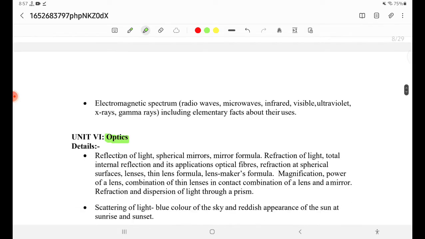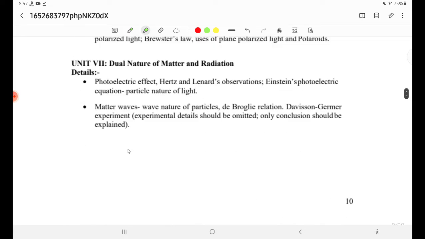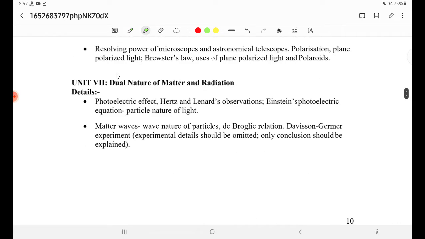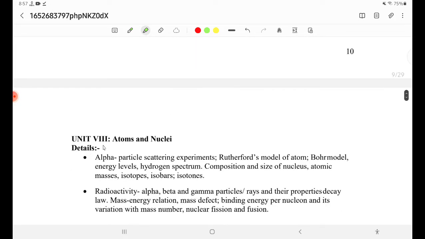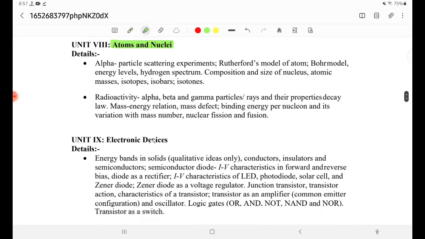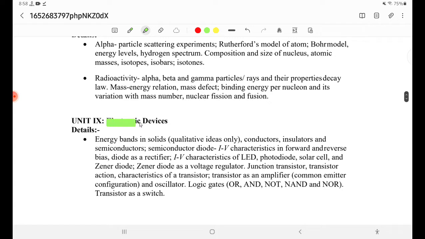Here comes the optics. It is the study of light, and the seventh one is the dual nature of matter and radiation, and the eighth one is atoms and nuclei. It is one of the easiest chapters of the class 12 syllabus for NEET. And the ninth one is electronic devices.